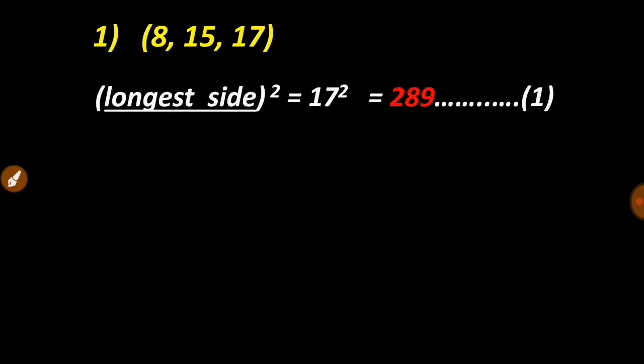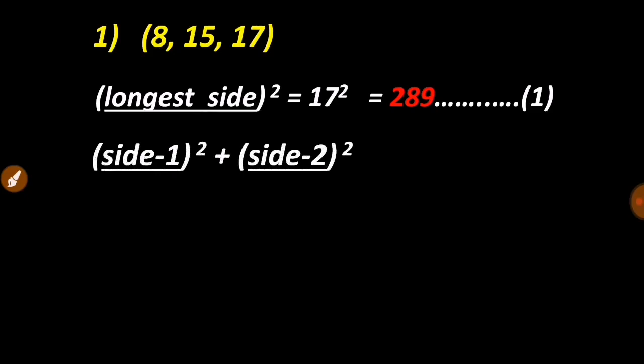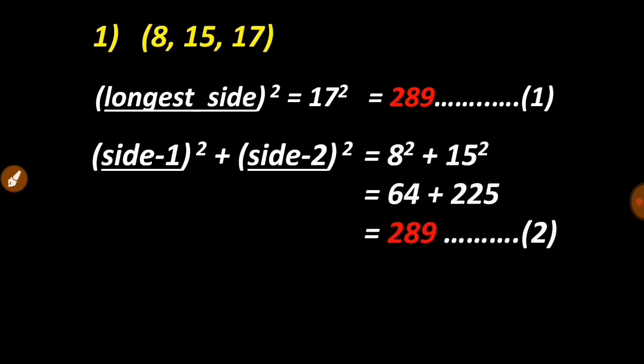So over here we have 17 as the longest side and the square of it is 289. And the second step of it includes sum of square of remaining two sides, that is side 1 square, that is 8 over here, and side 2 square, that is 15 over here. So what we get? We get again 289.